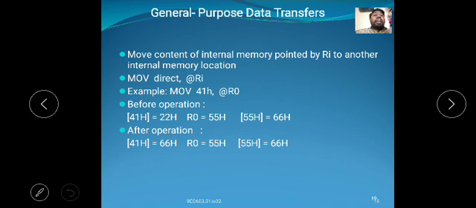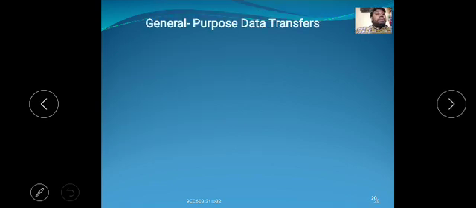Before operation, 41H is equal to 22H, R0 is equal to 55. The 55 memory location contains the value 66. After operation, the address 41 contains the value 66, which is moved from the @R0 register. R0 is equal to 55H. The 55H memory location contains the value 66.